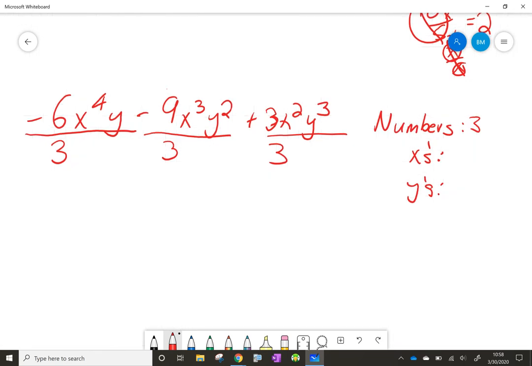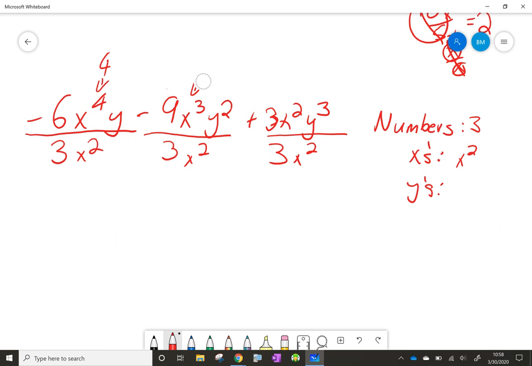Now, let's look at the x's. How many x's do they have in common? The first one has 4 x's, the second one has 3 x's. Oops, not x squared, it's just how many. There's 4 of them here, 3 of them here, and 2 of them here. So what do they all have in common at the very least? They all have at least 2 x's. x squared is the smallest one. So I can take out x squared from every single one. x squared indicates I can take out 2 x's from every single one.